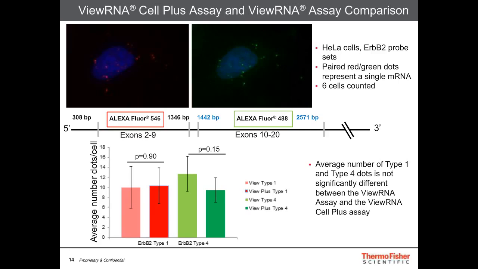If we look at the amount of expression, the average number of dots per cell, in the View standard assay, type 1, which is the pink box, and we look at the red bar next to it, the red bar is the View Plus assay, we see that the average number of type 1 and type 4 dots isn't significantly different between the two assays. If we look at type 4 in green, the light green is the ViewCell assay and the darker green is the View Plus assay. It's not a significant difference between the number of dots that are detected between the two assays, showing that there's a nice correlation between results of the two assays.